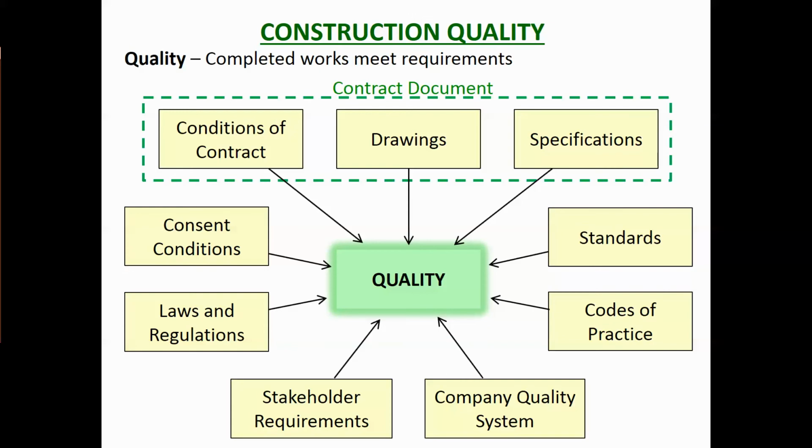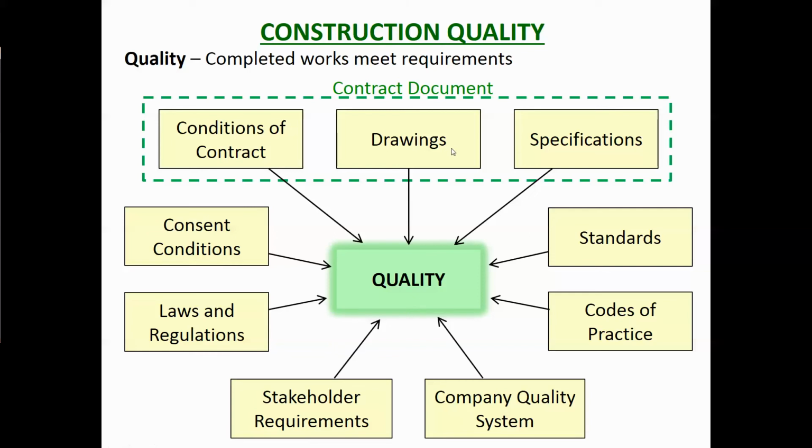So let's look at construction quality. For a construction project, generally it means you've completed the works to the contract document, but there's a little bit more to that. So that's what this shows, that the contract document has most of the stuff that you need to know, the boxes you need to tick to meet the quality requirements. So in particular, the drawings and the specifications.